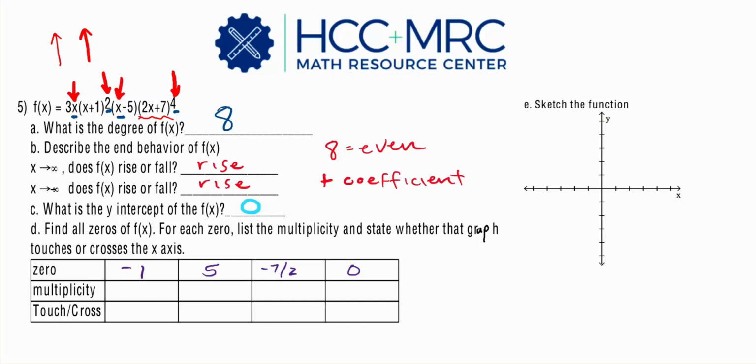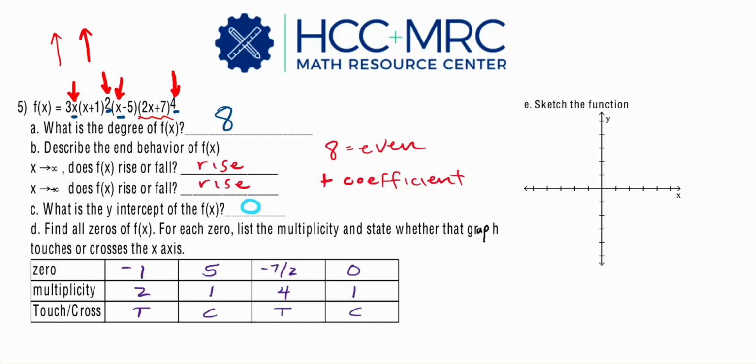And then just keep looking at that f of x, and we're going to fill out the multiplicity. -1 has that exponent of 2, 5 has an exponent of 1. The factor -7 halves has an exponent of 4, and the 0 has just an exponent of 1. And then you're going to want to remember your rules, that when we have a multiplicity that's even, it touches, odd, it crosses.